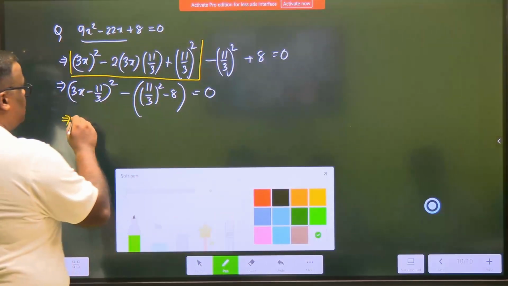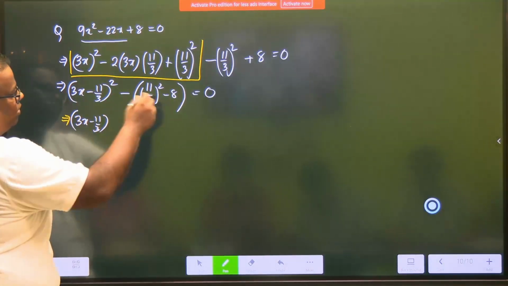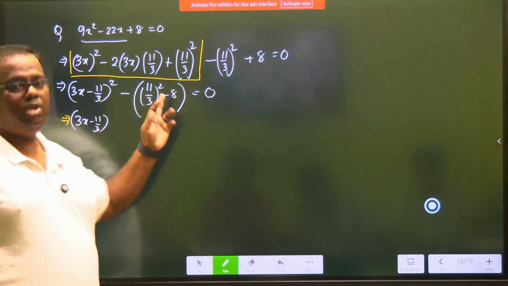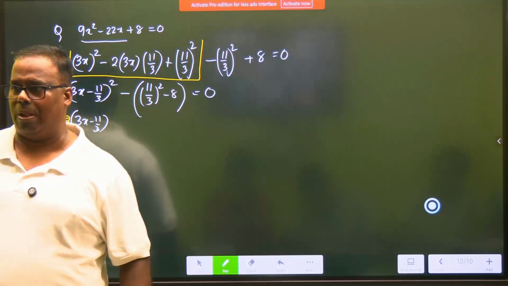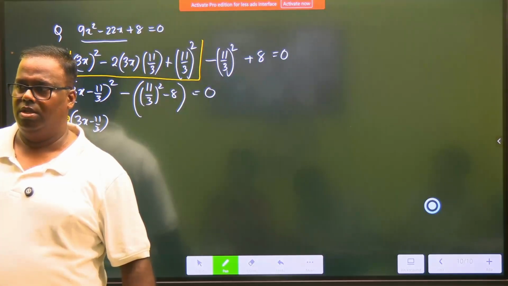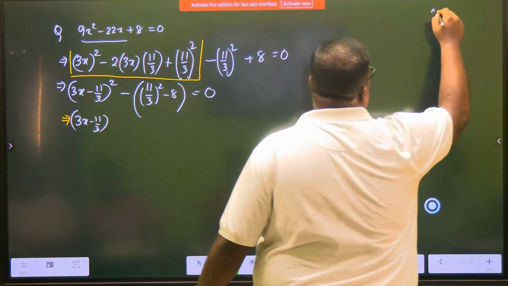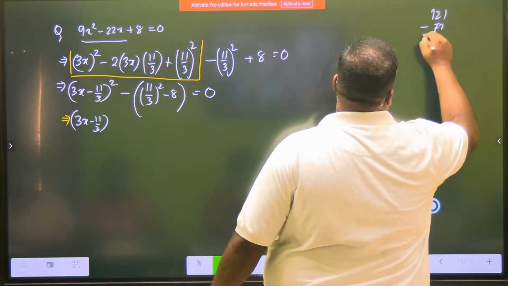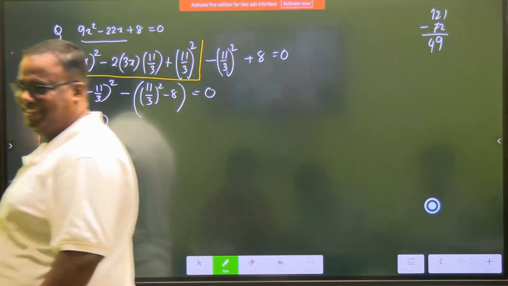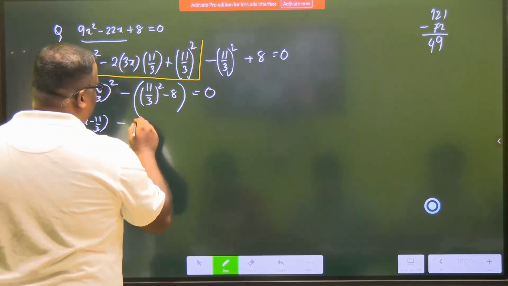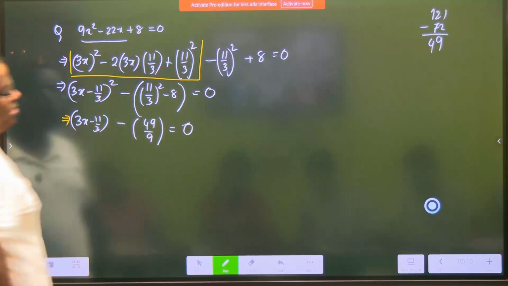So this one remains as 3x minus 11 by 3. Try to solve this. This is 9. 9 into 8 is how much? 72. 121 minus 72. So this is what? 49. So this becomes negative 49 by 9. Clear, children?